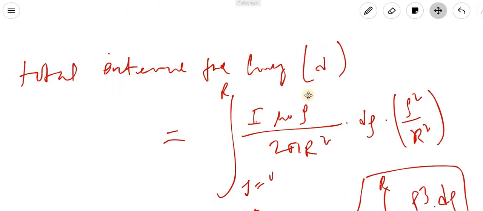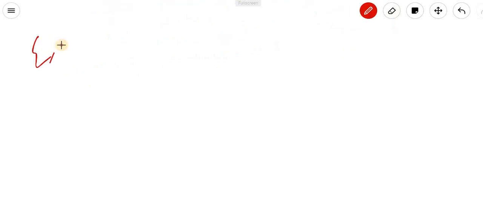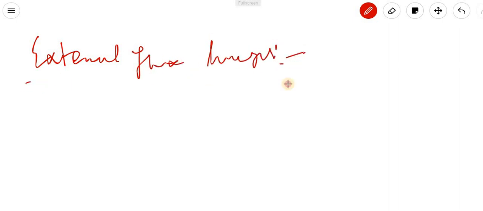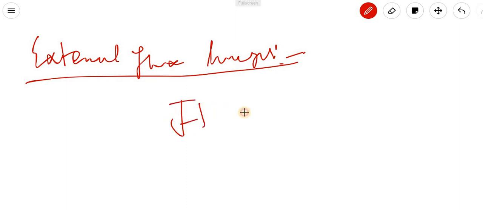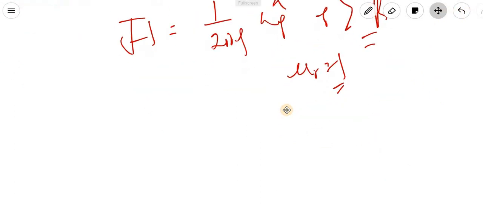Now for the second case, the external flux linkages. What would be the external flux linkages? As you know, the magnetic field intensity is I over 2 pi rho in the a phi direction when rho is greater than R. Okay, as you know, the medium is air, because we have considered free space.